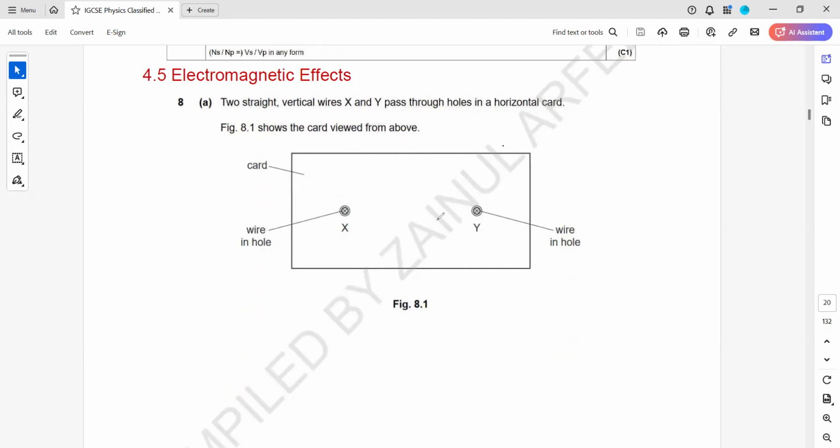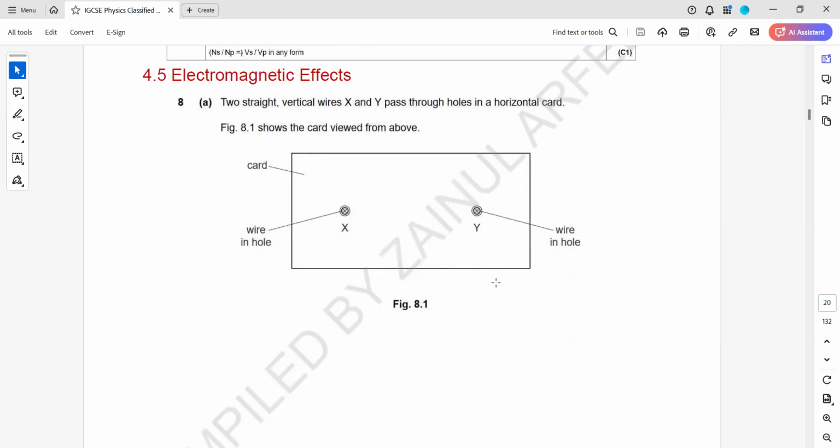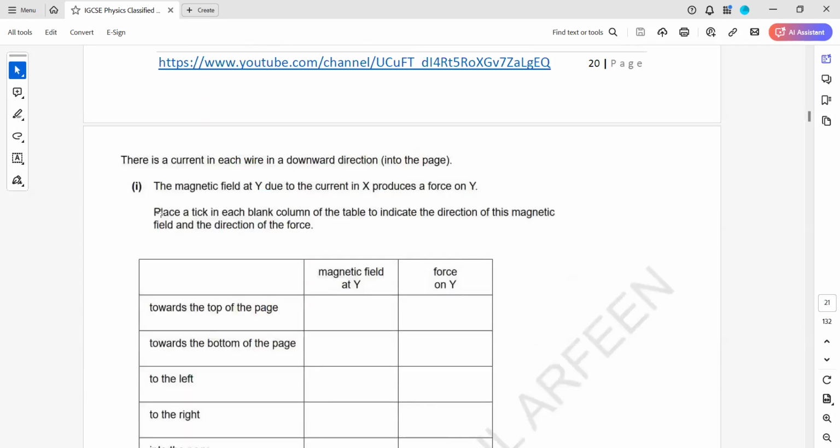So why will these wires experience a force? First, X will produce a magnetic field. So Y is in the magnetic field of X, and X is in the magnetic field of Y. So the two wires are in the magnetic field of each other. That's why they will experience a force. There's a current in each wire downward, or into the page. The magnetic field at Y due to current in X produces a force on Y.